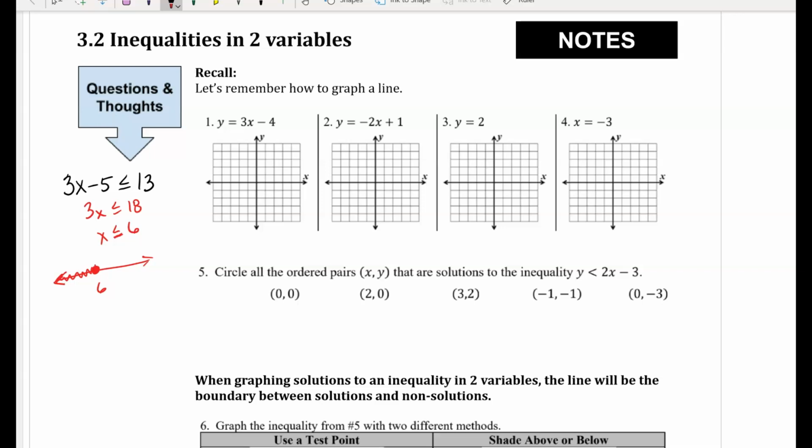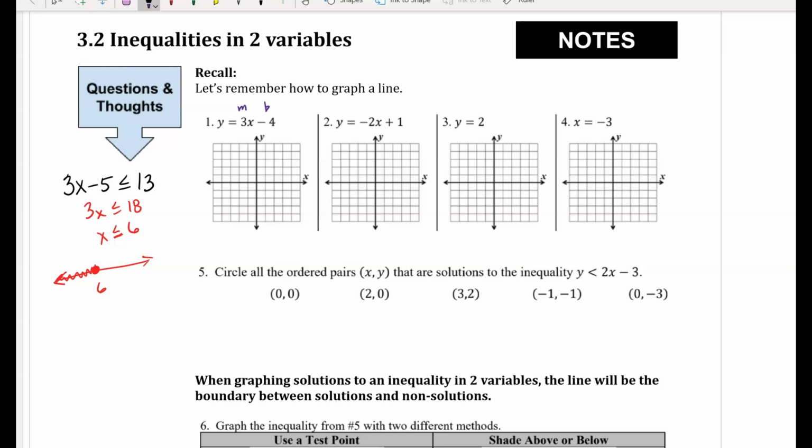Now, before we move to solving the inequalities in two variables, let's remember how to graph a line. We just did this in the last lesson, so this will be a quick review. If our equation is solved for y, like it is in number 1, then we can read our slope off of the equation. It's the number that's in front of x. And we can read our y-intercept, which is the other number. Remember to take the sign with that.